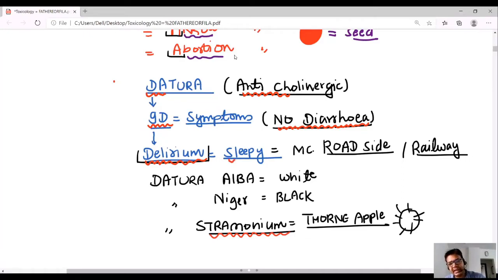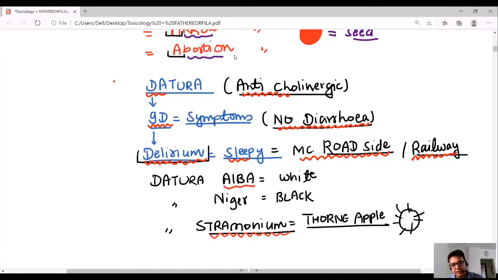Doctor Saab, in delirium, you become sleepy. आप सो जाते हो. That's why it is the most common roadside poison or most common railway side poison, because of delirium. Datura alba is a white Datura.